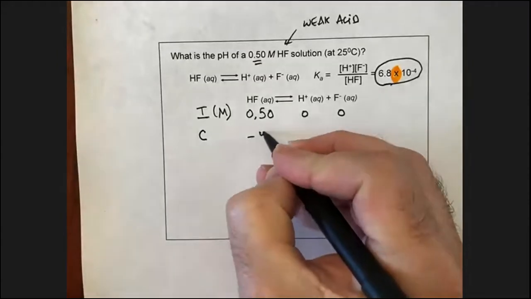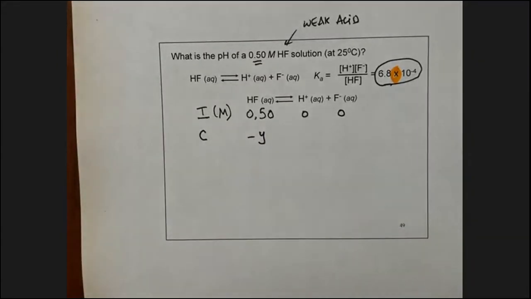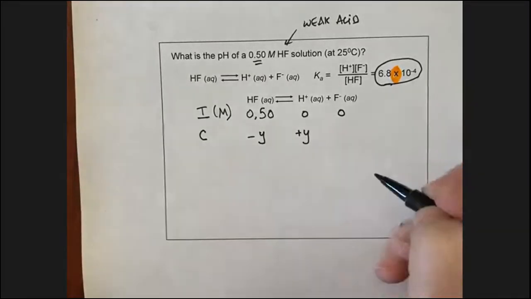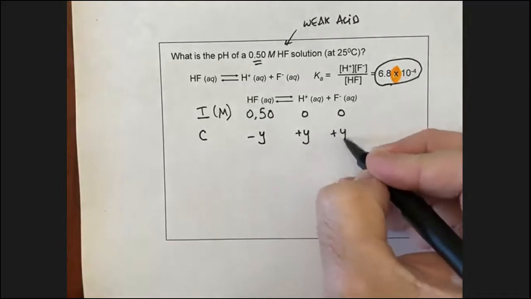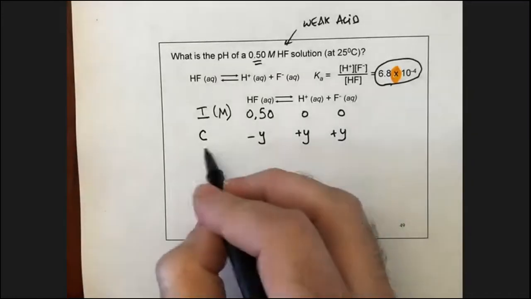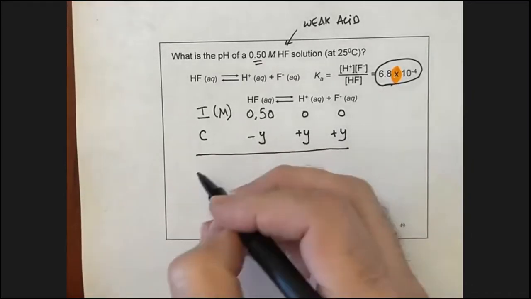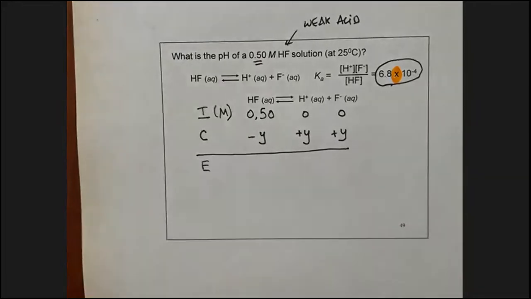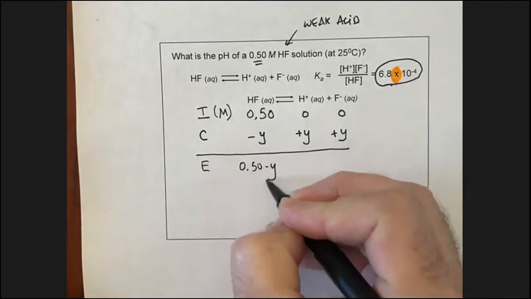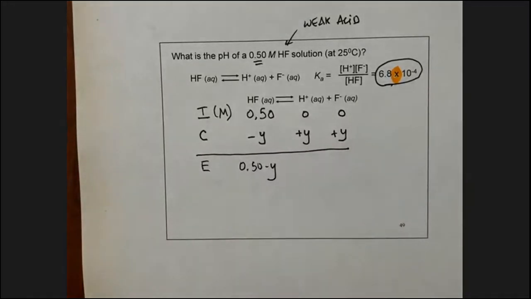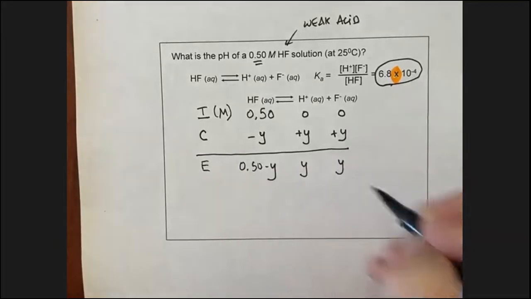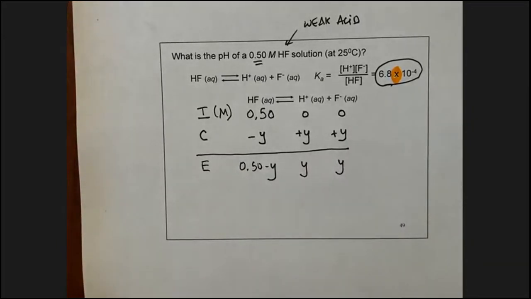I'm going to say that Y moles per liter of HF are going to ionize, which means that Y moles per liter of hydrogen and Y moles per liter of fluoride are going to be produced, right? So that means that at the end of the process, I'm going to have 0.50 minus Y molar HF left over. And I'm going to have Y molar H and Y molar fluoride. Okay?